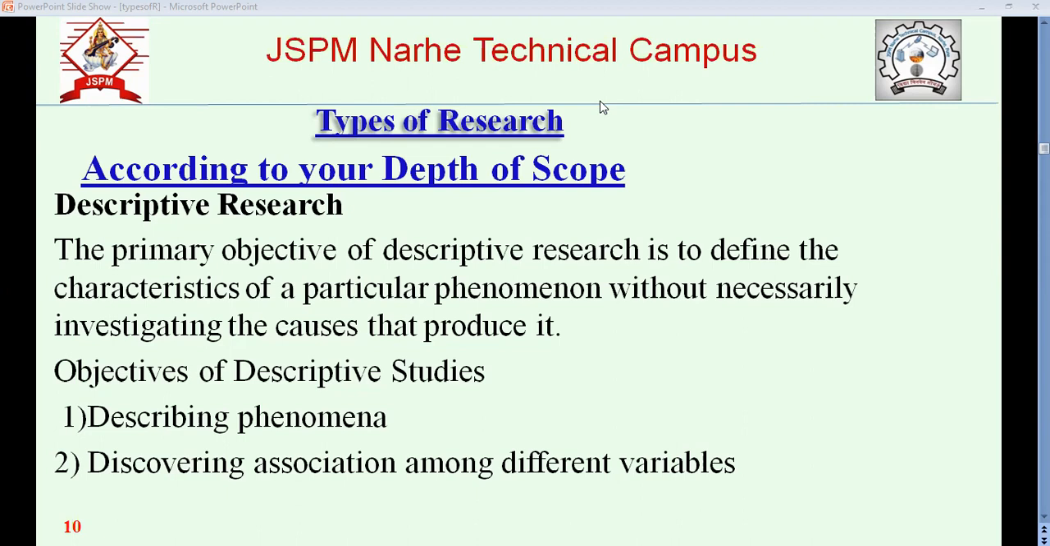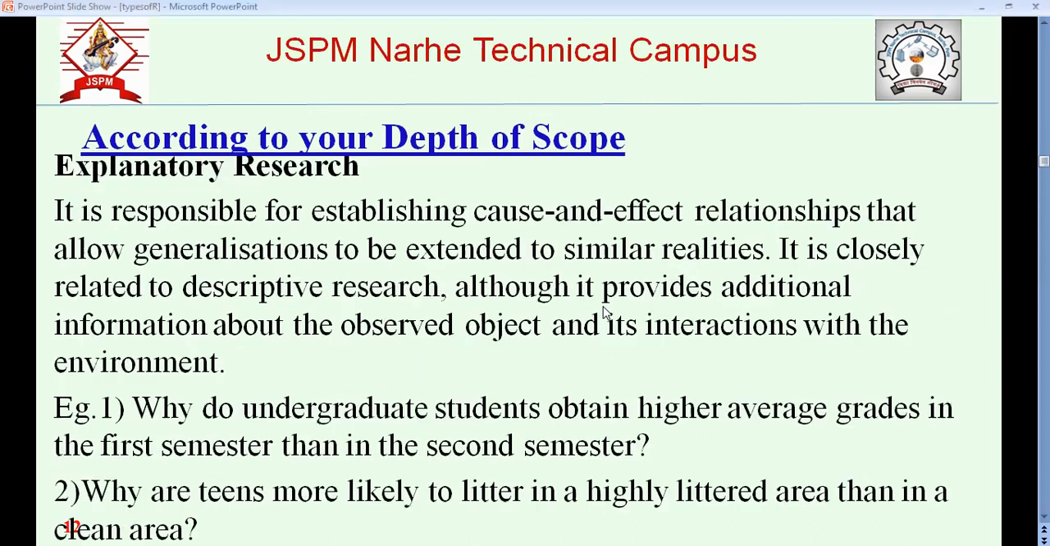We just want to describe what is happening rather than telling why it is happening. Then the next research is explanatory research. It is further deeper as compared to the previous research. Here we try to explain, suppose, why men are purchasing a particular product, why women are purchasing a particular product, what is the reason. So that explanation we want to get.